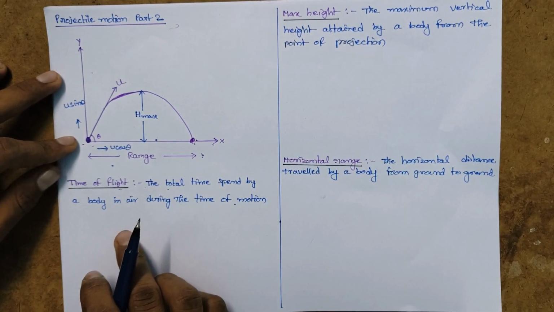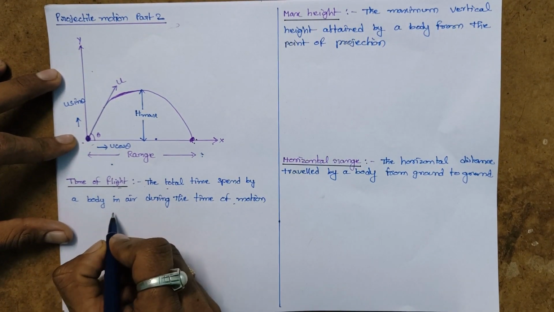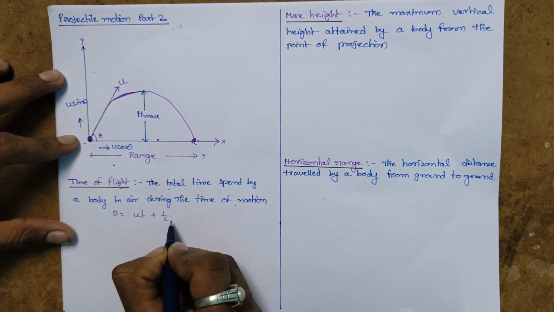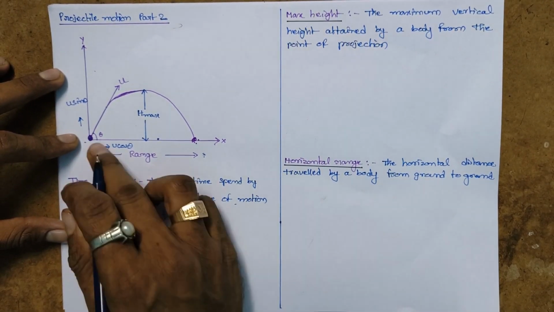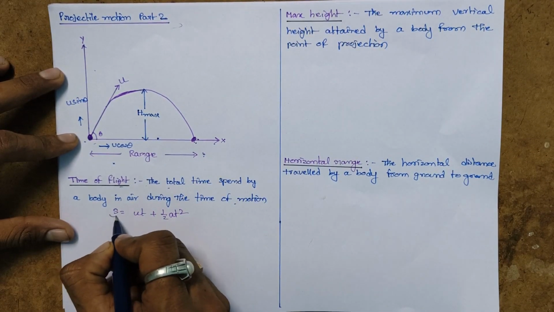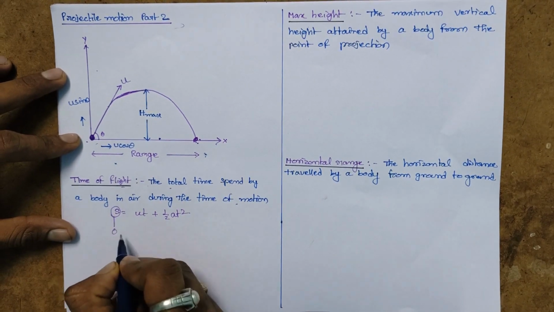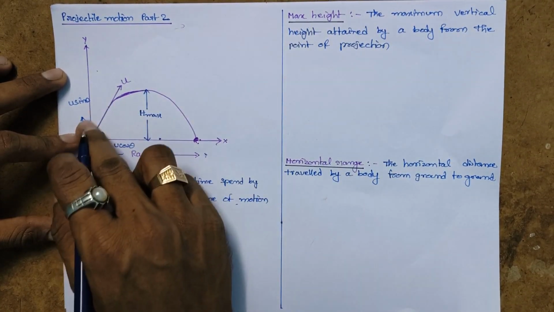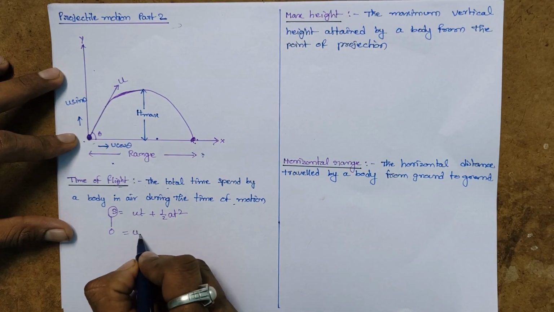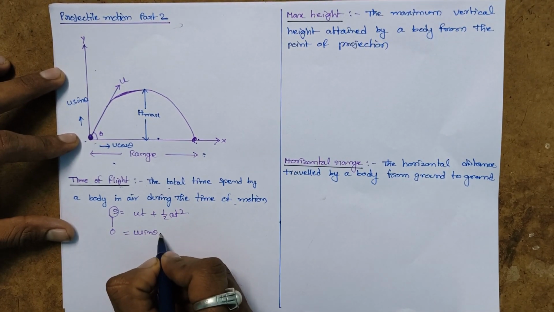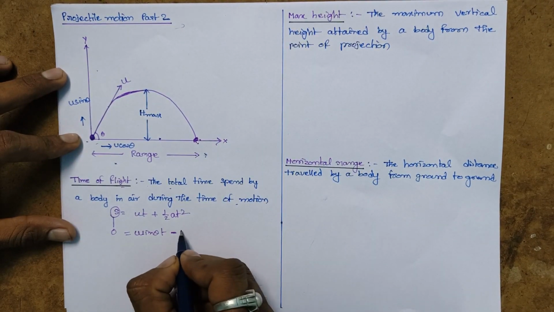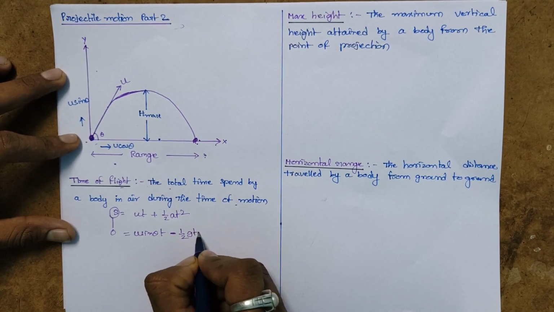So to calculate the time of flight, we will use the second equation of motion. What is the second equation of motion? S is equal to ut plus half at square. Okay. So when the body reaches the ground, there is no vertical displacement. So let us take this displacement as 0 is equal to, during the time of motion, the component will be u sin theta into t, and in the vertically upward direction acceleration due to gravity is negative. So minus half gt square.